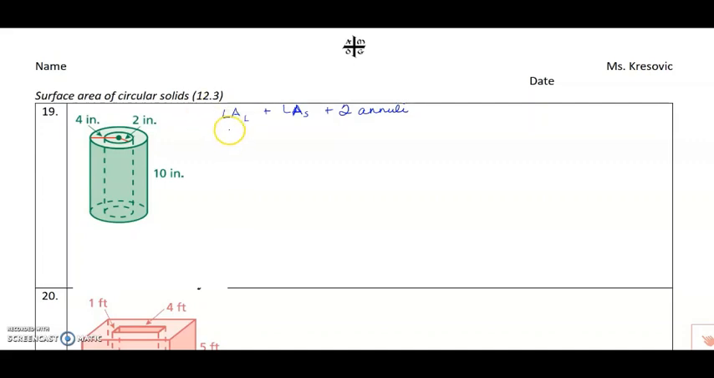So the lateral area of any cylinder is going to be the circumference times the height. And then we have the circumference of the small guy times the height of the small guy. And then the donuts, or the annuli, are going to be the radius squared pi of the large circle minus the radius squared pi of the small circle. So the circumference is going to be the diameter times pi.